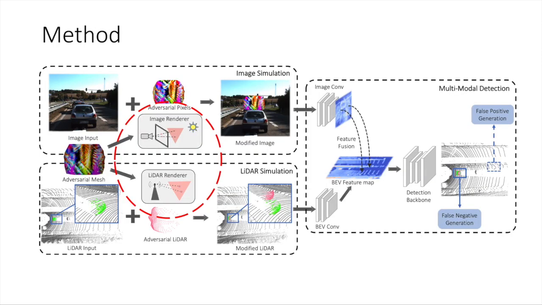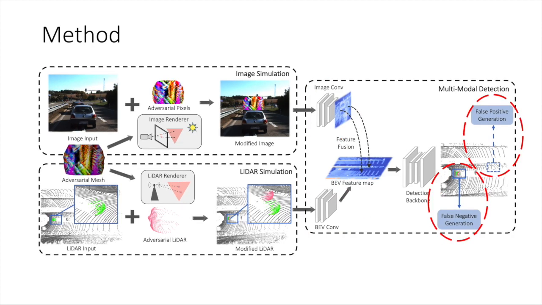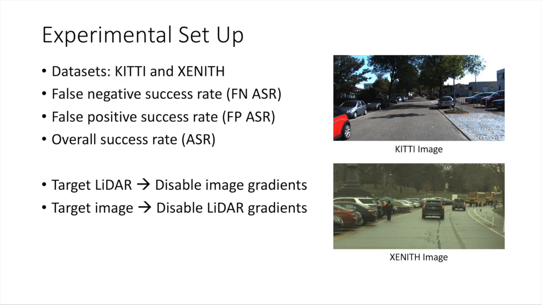To learn an adversarial mesh, we simulate the adversary into the LiDAR and image modalities in a differentiable manner so that gradients can flow from pixels and LiDAR points back into the mesh parameters. Features from the images and LiDAR are first extracted independently and then fused together by projecting image features into 3D. We then apply an adversarial loss to the outputs to generate false negatives by making the host vehicle disappear and generate false positives by making the model hallucinate bounding boxes. Our experiments evaluate the attack on the false negative, false positive, and overall success rates across the entire test set.